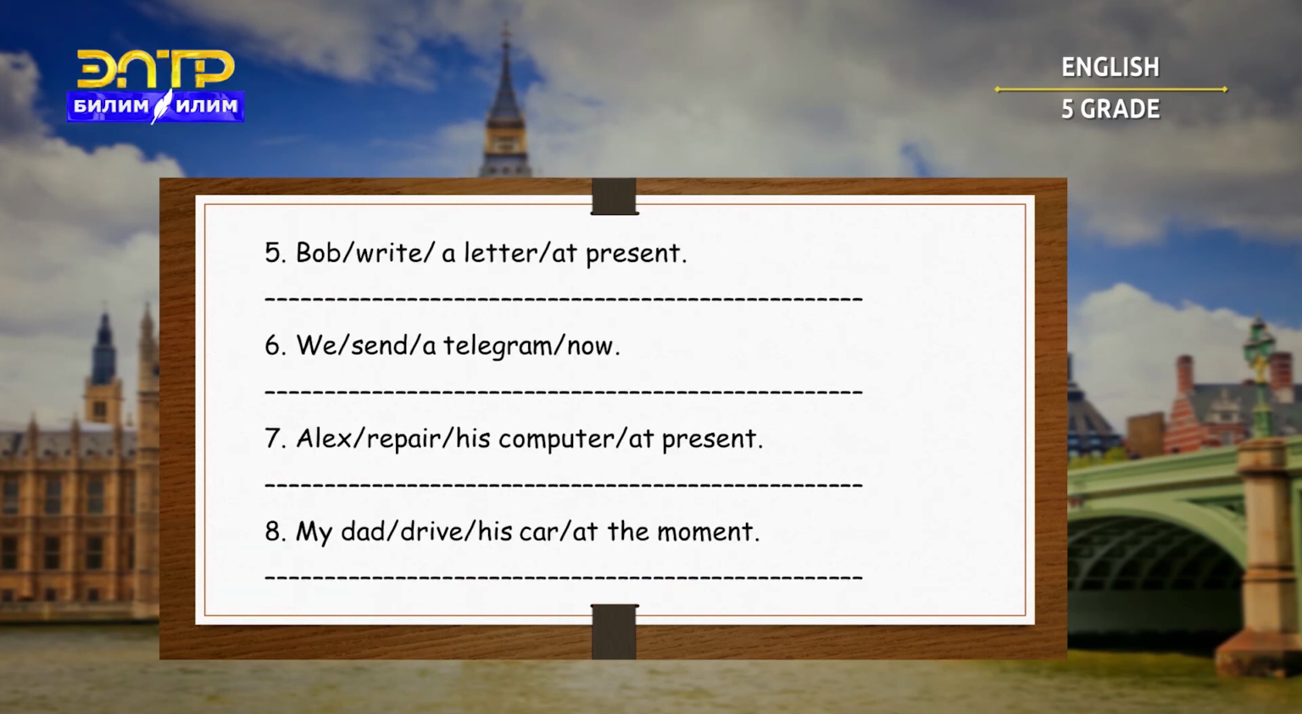Well, children, let me show you an example first to remind using the negative sentence of present continuous tense. Bob is not writing a letter at present. Do it on your own first, then we'll check together.